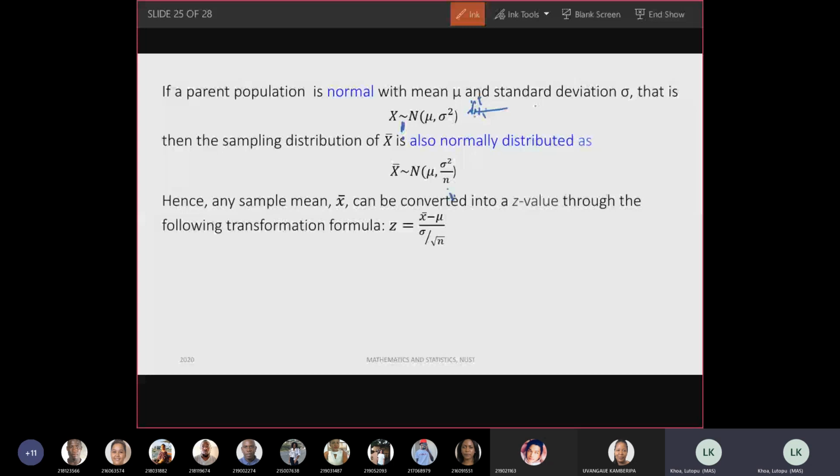Then any sample mean can be converted into a z-score by following the transformation z is equal to x bar minus mu, and then we divide by the error. Okay, so remember, this is our error. So you take the mean, you subtract the population mean, and then you divide by your error, which is sigma over the square root of n.